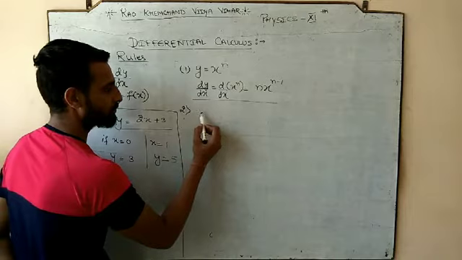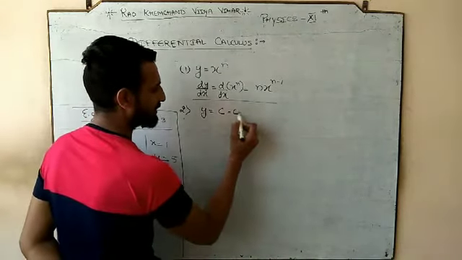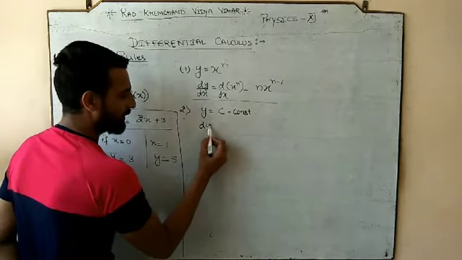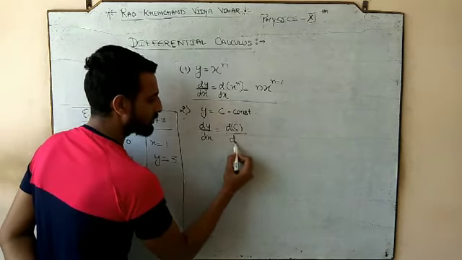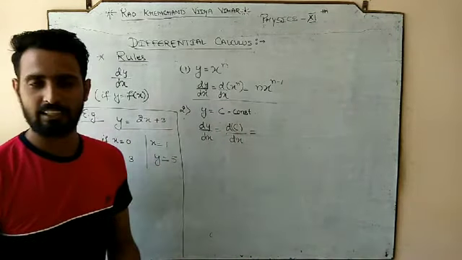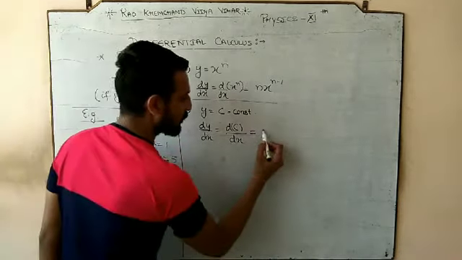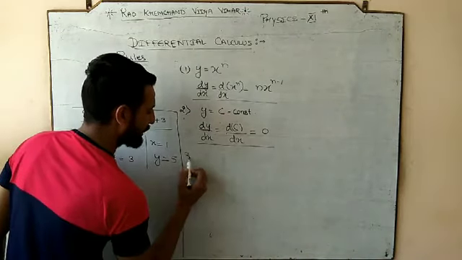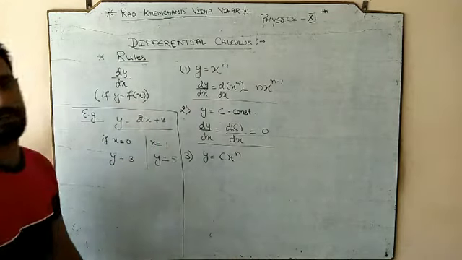Rule number 2. If y is equal to c, where c means constant, y is simply a constant. So now dy by dx, what is y? Constant. So change in constant with respect to x. Change in constant. और constant में कितना change आता है? 0, because constant is always constant. So what is the differentiation of constant? 0.